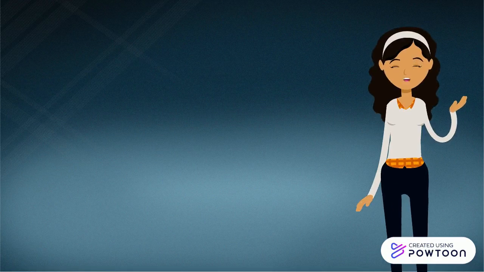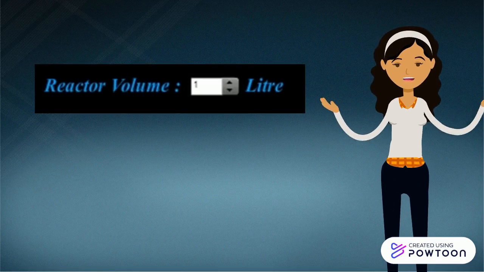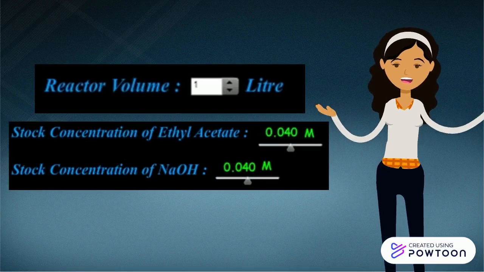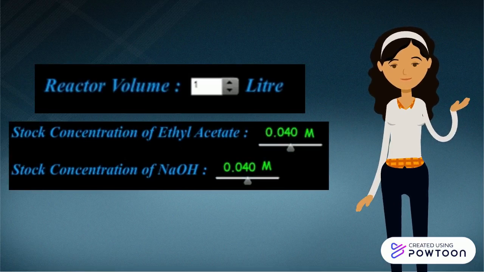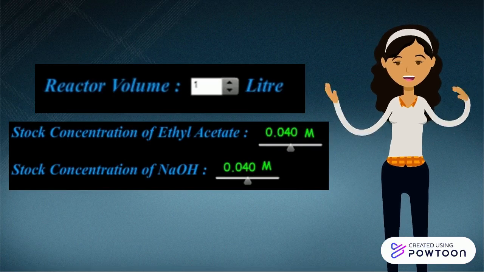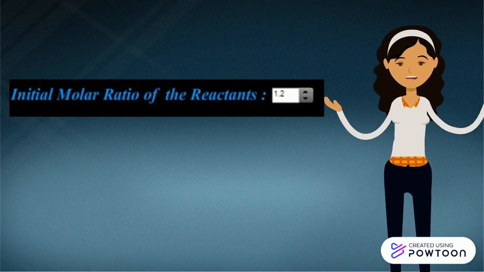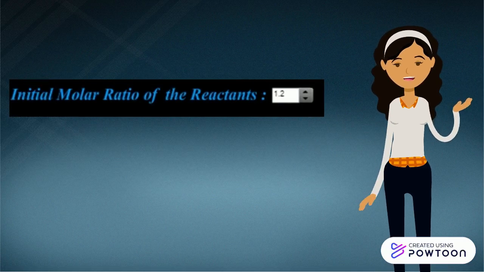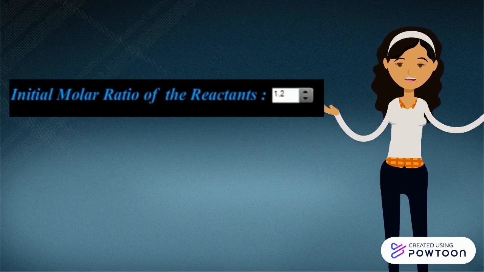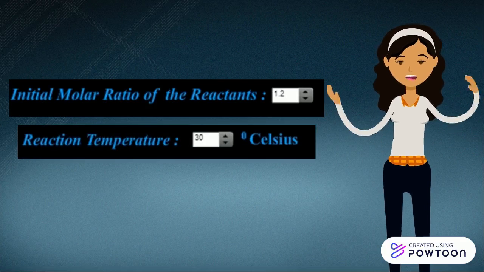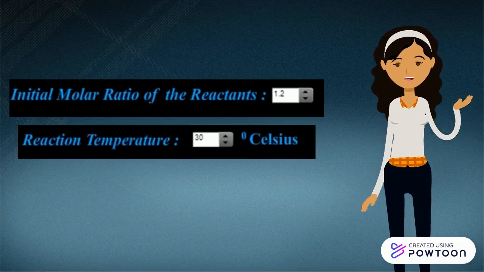For the virtual setup, the volume of the reactor was set to 1 liter, and the stock concentrations of both ethyl acetate and sodium hydroxide were set to 0.040 M. Based on the initial molar ratio of the reactants, the volume of the sodium hydroxide and ethyl acetate was calculated. The conductivity was noted for varying temperature of each initial molar ratio of the reactants.